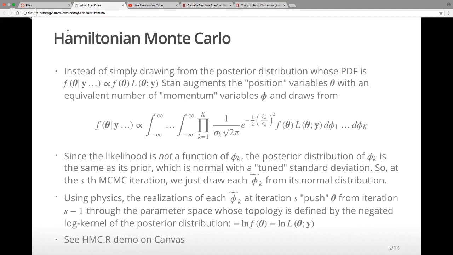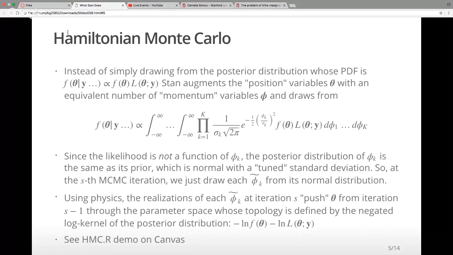And this space has a topology like mountains and stuff that is defined. It's like a trough, not a mountain, because there's negation in there. But it's defined by the negative of the logarithm of the kernel of the posterior distribution. So there's negative signs here, but when you take the logarithm of a product, it becomes a sum, and then you negate it and whatever. So Stan actually multiplies by -1 for you. So you can just continue to think in terms of posterior kernel, but in logarithm units.